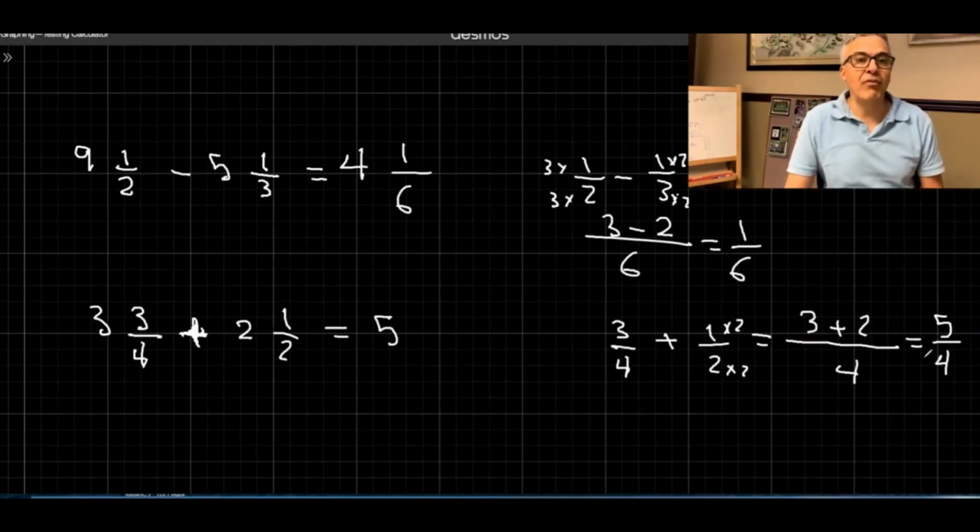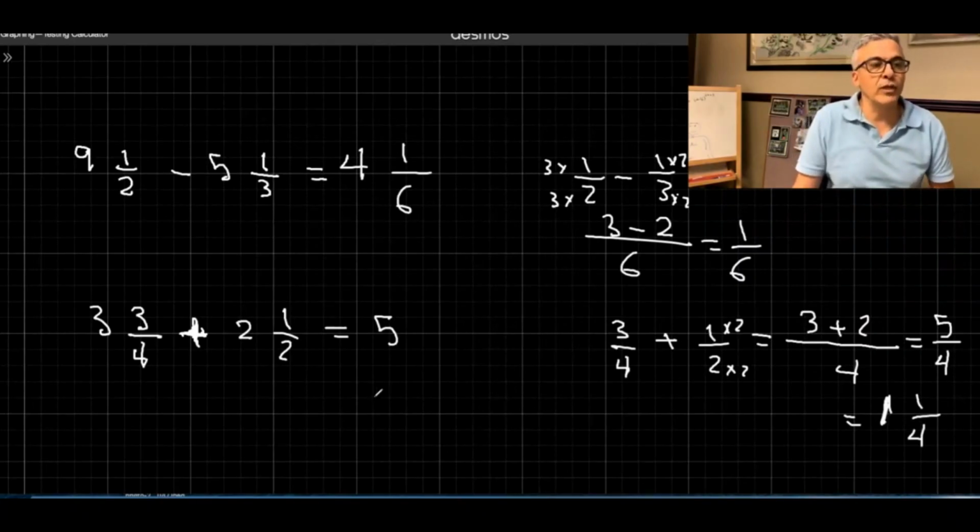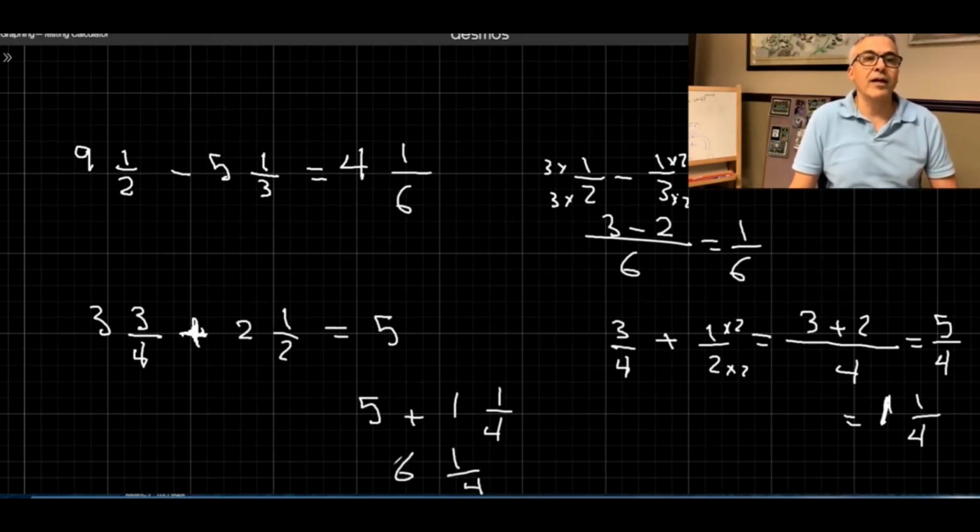Now, this is an improper fraction. What you need to do before you bring this in here, because it's an improper fraction, you have to change it into a mixed number, and this will give me 1 1/4, because 5 divided by 4 gives me 1, and we know 1 times 4 is 4, so 1 is a remainder, so it's 1 1/4. So what you do, you take this 5 here and add 1 1/4 to it. You just add the 1 to the 5 and you get 6, and so it's 6 1/4, and this is it. So there you go.